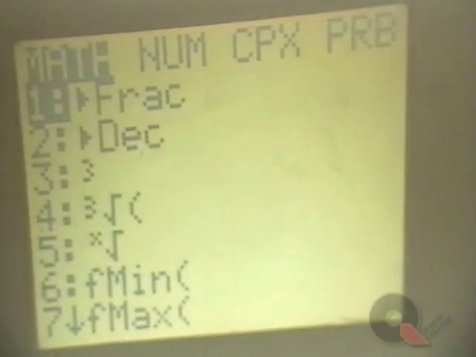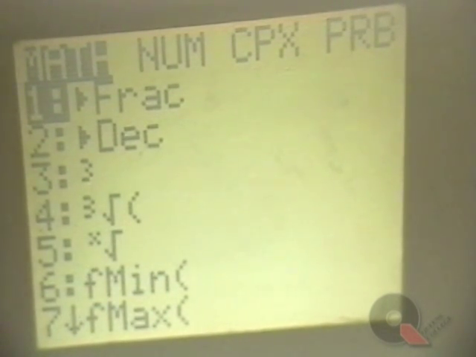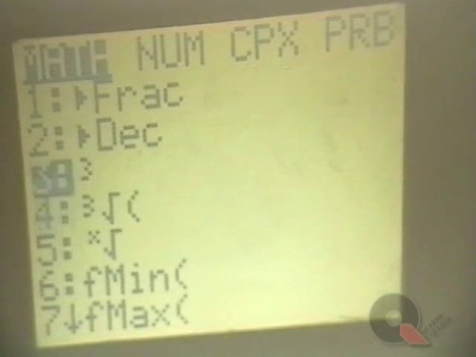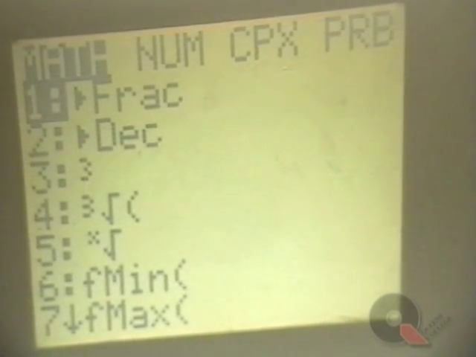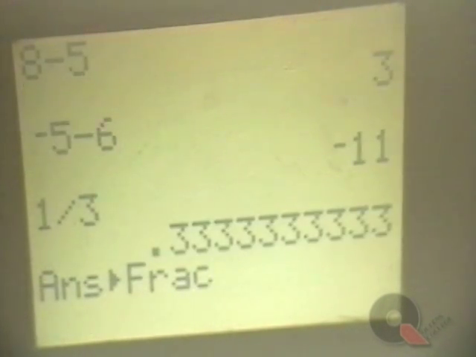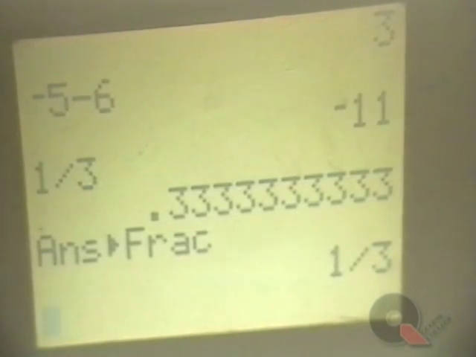I'll hit the math key. And the first option is fraction. The cursor is already on that. If I scroll down, the cursor moves. But where it was originally is on 1. If I hit the enter key, fraction, it says, take the answer that I just had, the 0.3 repeating, and give it to me as a fraction. If I hit enter again, it says, oh, the answer is 1/3.